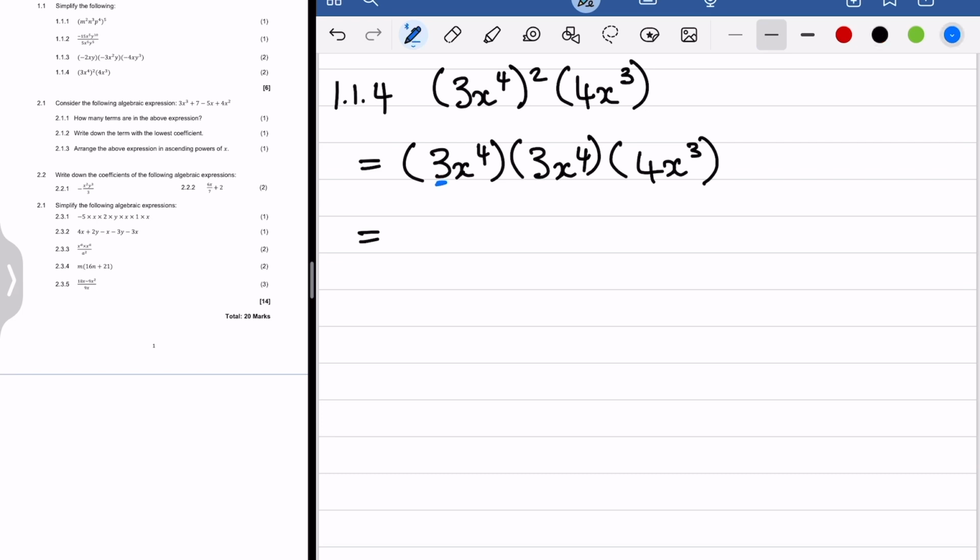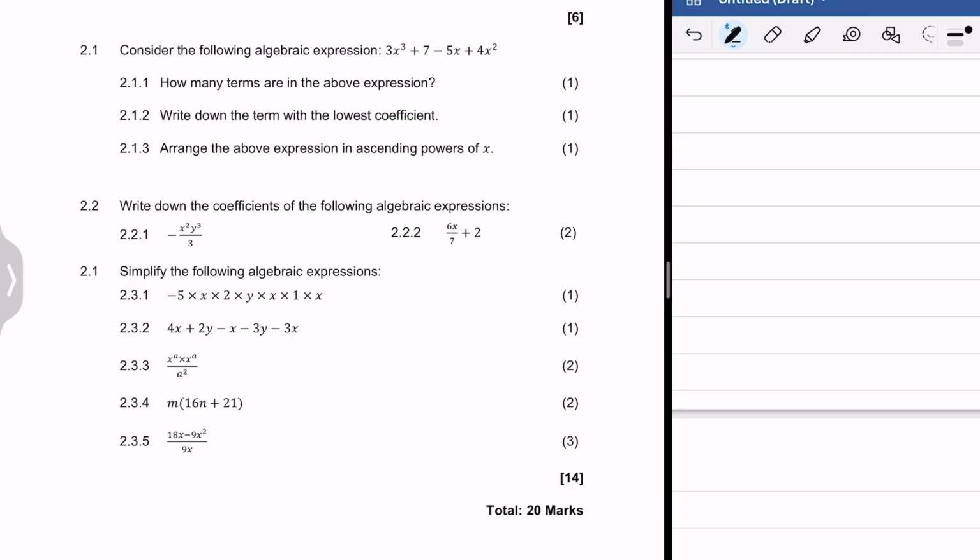Then if I look at my numbers, I've got 3 times 3, which is 9, and 9 times 4 gives me 36. Then if I look at my powers, I only have x as a power here, so I simply need to add 4 plus 4 is 8 plus 3 is 11, so that is x to the power of 11, and that's that. 2.1, we'll be doing this question on the question paper.